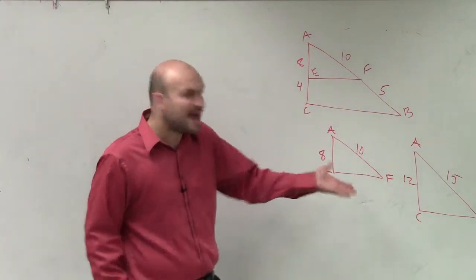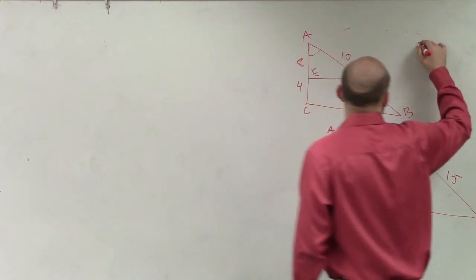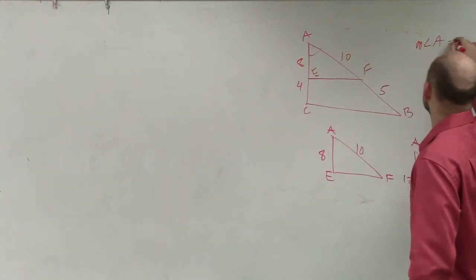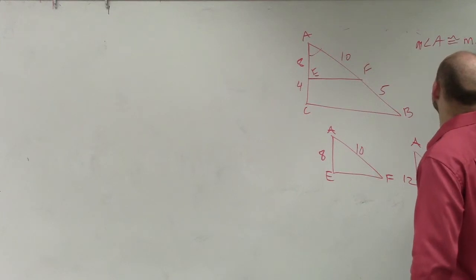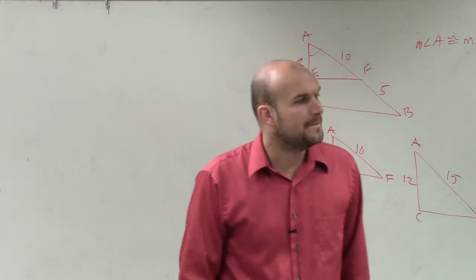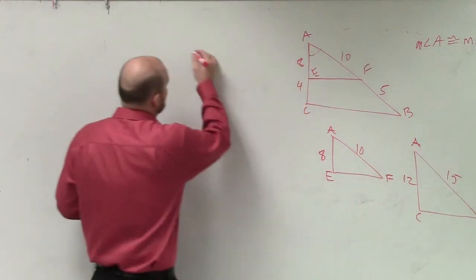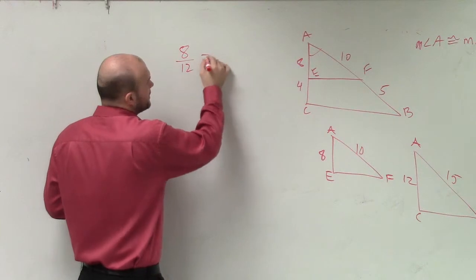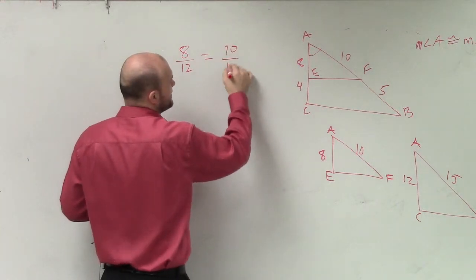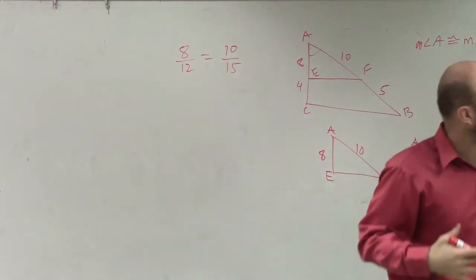Look at when I pulled them out. Yeah, A. They share the same angle. So we already know that the measure of angle A is congruent to the measure of angle A, right? So we have an included angle. But now we need to show that these have the same ratio. So what I'll say is 8 over 12 equals 10 over 15. And if these two ratios are equivalent to each other, then I can prove the two sides are proportional.